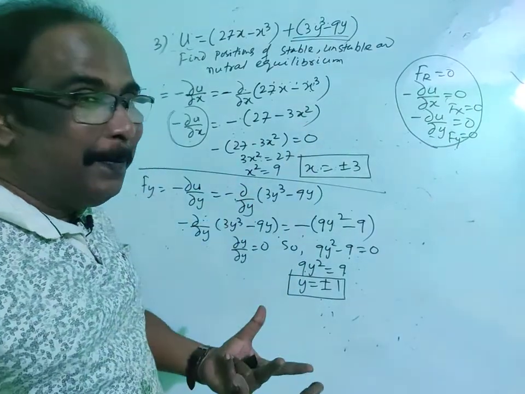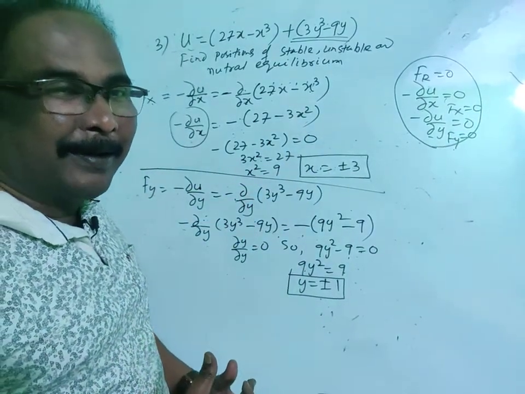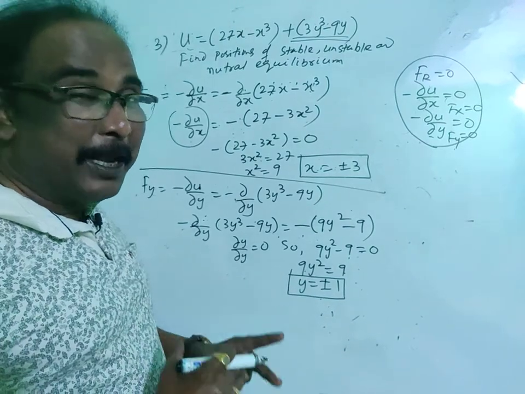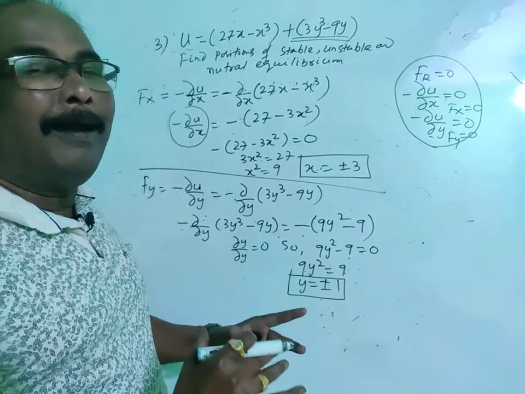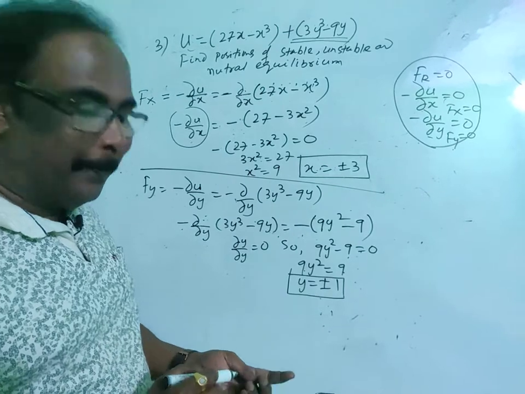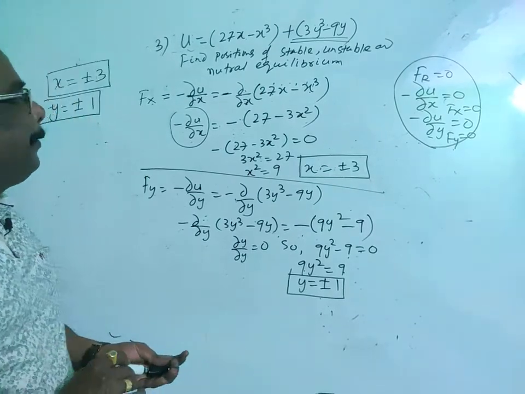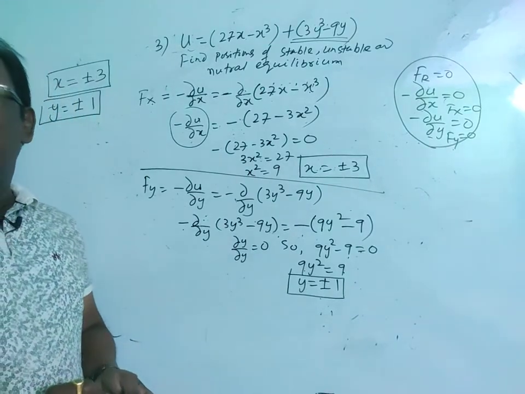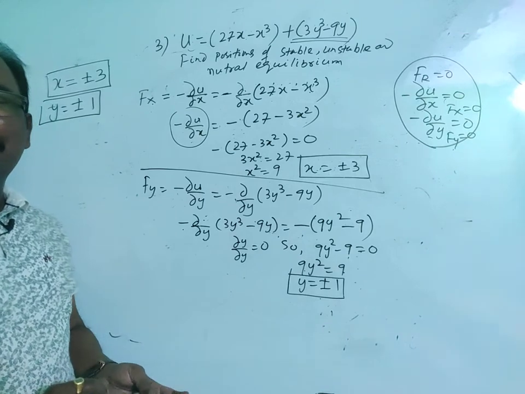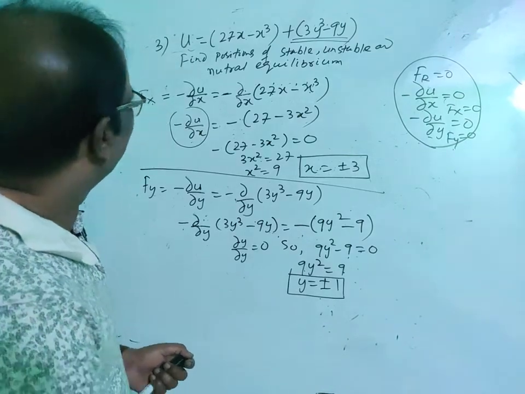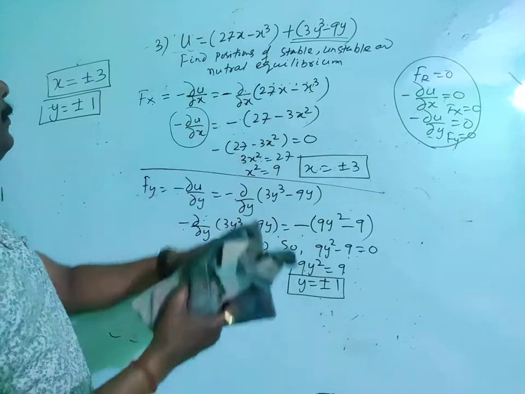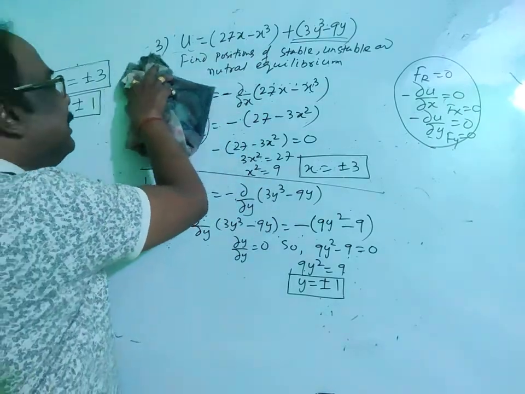Then we will go to the final condition for equilibrium: stable, unstable and neutral equilibrium. Have you taken all this? Good. We have got this, we only need the equation and this data.